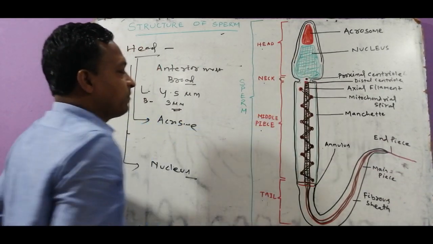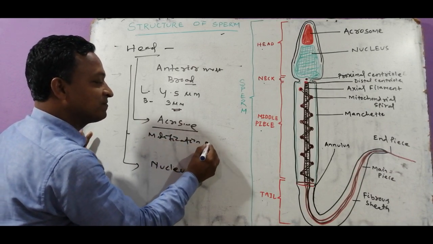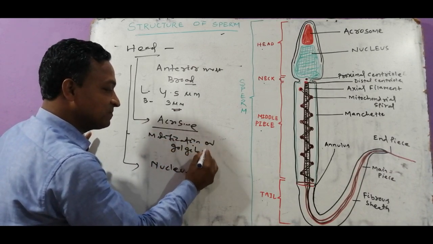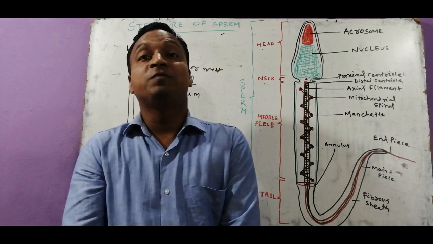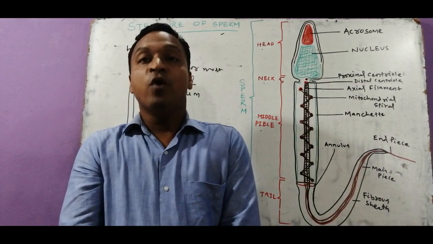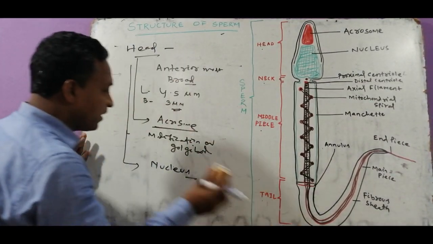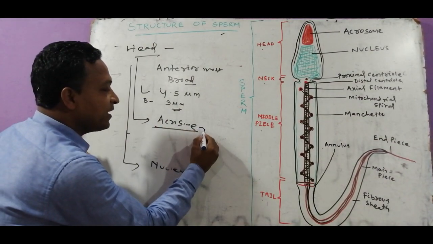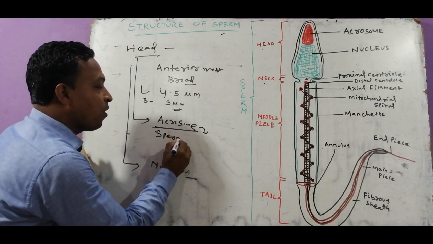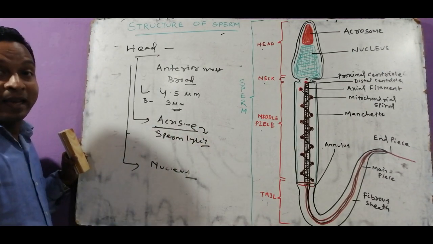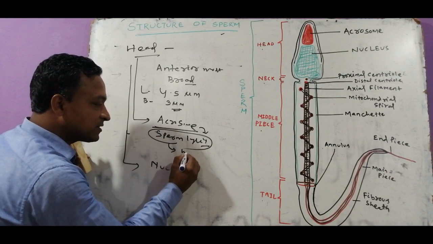The acrosome is the modification of the Golgi body. The sperm is produced from the spermatid, and in the spermatid, the Golgi body is present, which is simply modified and called the acrosome in the sperm. This acrosome contains a mixture of enzymes called spermolysin.